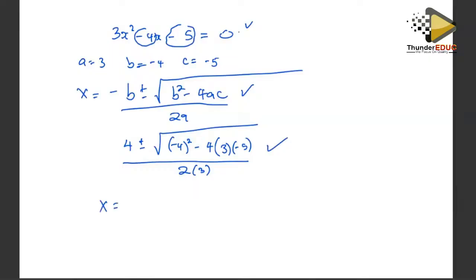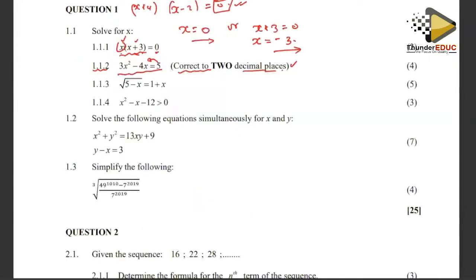Put this in the calculator. So my first x value is a 2,12, or x is a negative 0,79. So we always prefer two decimal places because that was the condition.